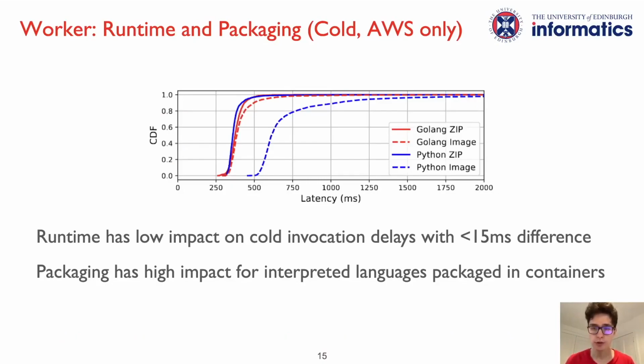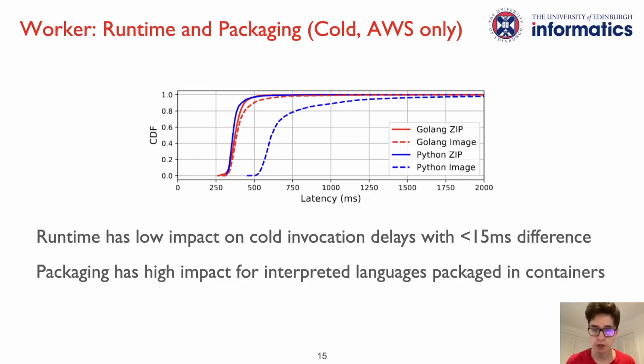We now assess the cold function delays in AWS that appear on worker nodes with different language runtime choices while using different deployment methods. The chart shows the latency CDFs just like before. Runtime languages are shown in different colors. Solid lines stand for zip deployment and dashed lines stand for container-based deployments. One can notice that Python container deployments are significantly slower and more unpredictable than all others.